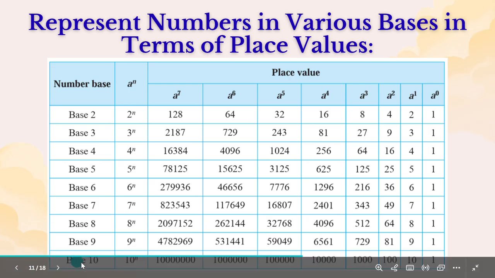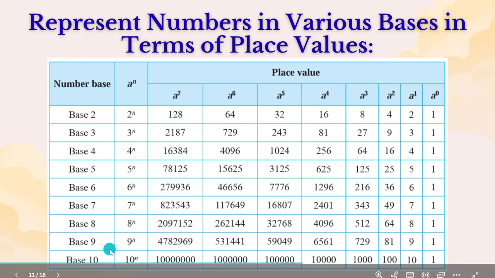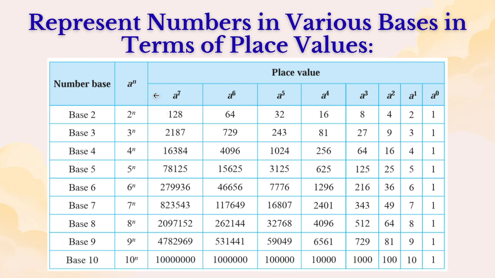Okay, so starting from base 10, we have ones. How do we get ones actually? We have the form of a to the power of n, where a is the base and n is the power. So for base 10, we replace the a with 10, and we get 10 to the power of n. The power n starts from 0 to infinity, but we will not cover too large numbers.